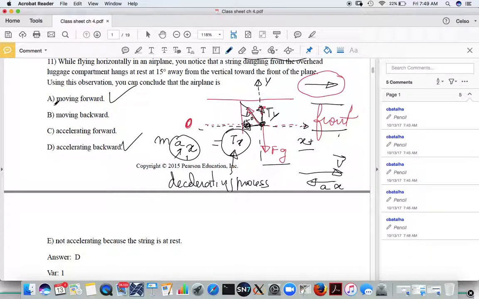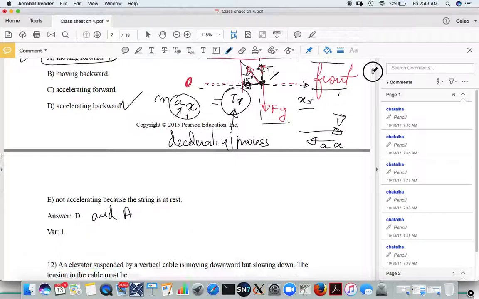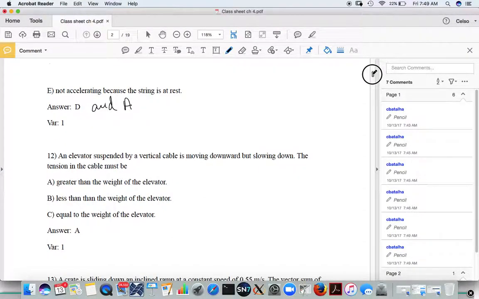Well, the airplane is moving forward. This is correct. It's fun. Should be D and A. Flying horizontally in an airplane, yeah, the airplane is moving forward. This is correct. And it is accelerating backwards. So you don't trust all the solutions in a book.